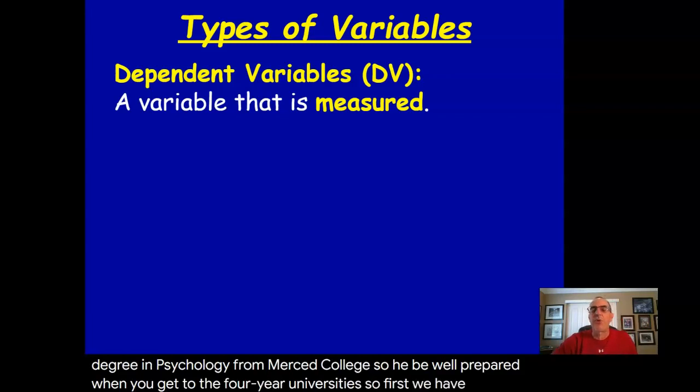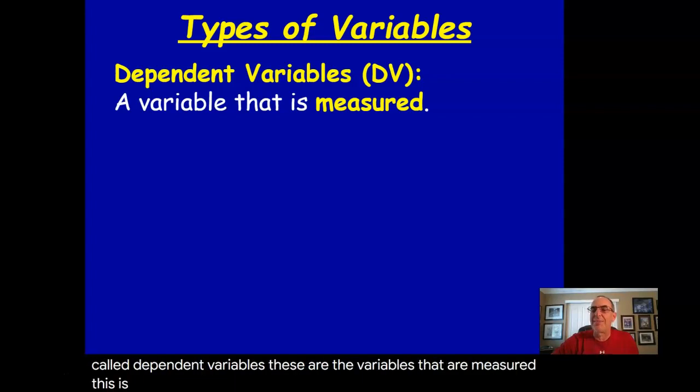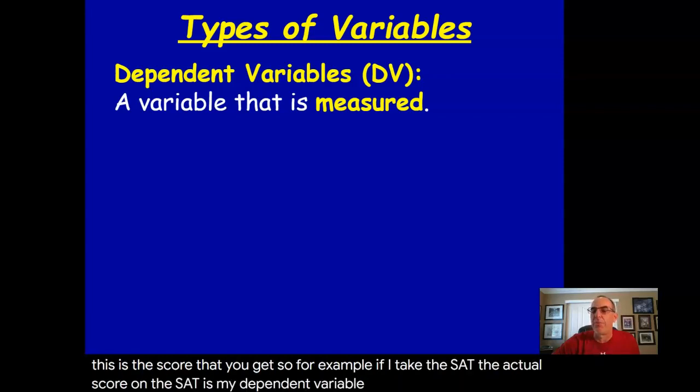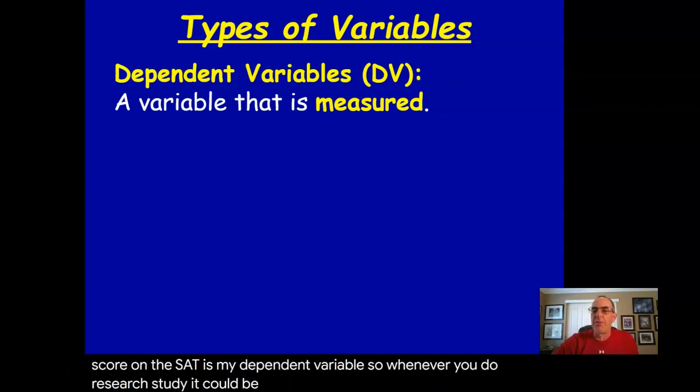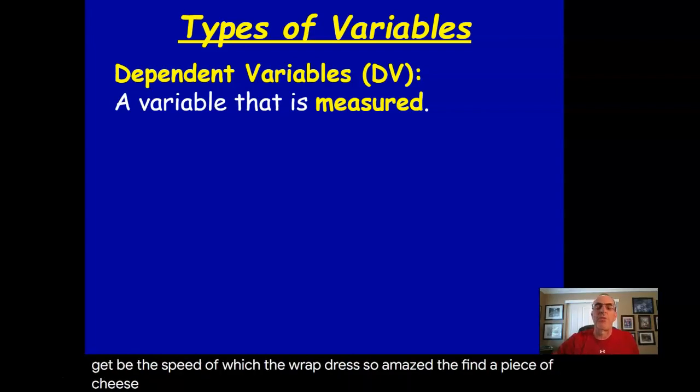So first we have what are called dependent variables. These are the variables that are measured. This is the score that you get. So for example, if I take the SAT, the actual score on the SAT is my dependent variable. So whenever you do a research study, it could be the number of times a rat presses a lever. It could be the speed at which the rat runs through a maze to find a piece of cheese. Those are all different dependent variables.